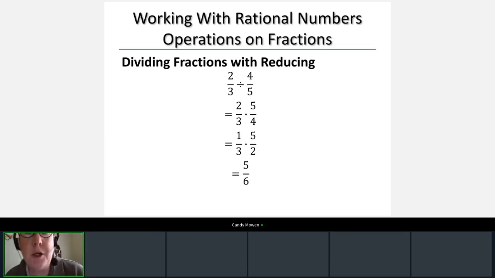We can reduce. Again, keep the two thirds, change the division to multiplication and flip. And there we have 2/3. We can look here. Here is where we can reduce. Two into four is two. So you don't even have to use this unless you want it. I think it's a little confusing. So we have 1 times 5 is 5. 3 times 2 is 6. 5/6. Okay, reduce, and then you have your answer.